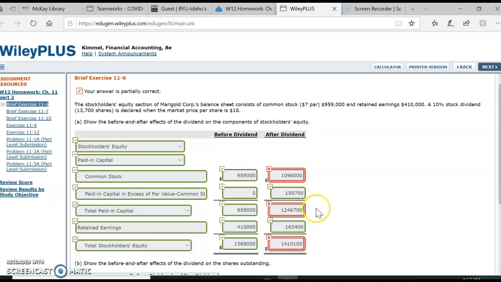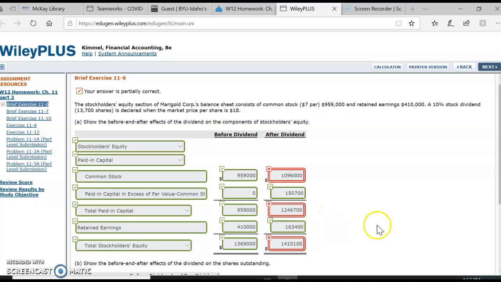$163,400. Now, I tried to figure out these numbers, and so I watched all of the videos, and I was trying, but I couldn't come up with the right answers. So on one of the videos I learned that if we play with these numbers, I remember that the total stockholders' equity should be the same number.